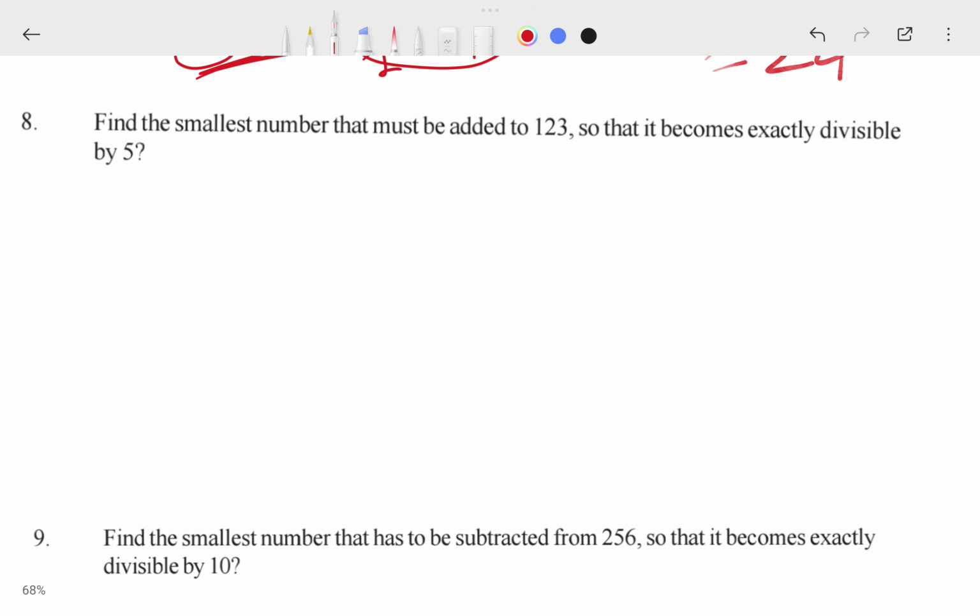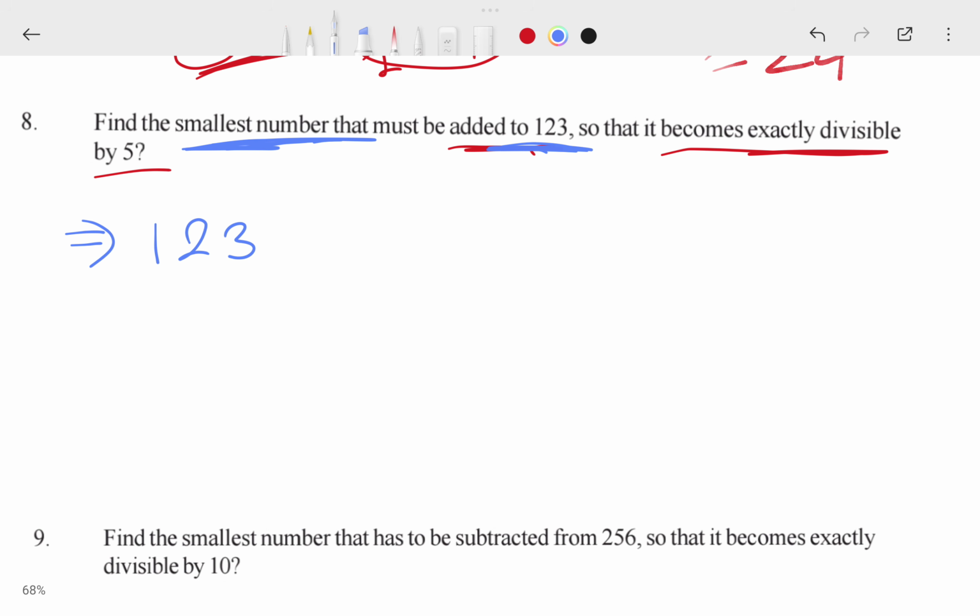Find the smallest number that must be added here so that it becomes exactly divisible by 5. So what this question is telling is, you have to add the smallest number. This is given as 123. What is the smallest number you can add? If you add 0, it is going to be 123 only. If you add the smallest number like 1, it is going to be 124.